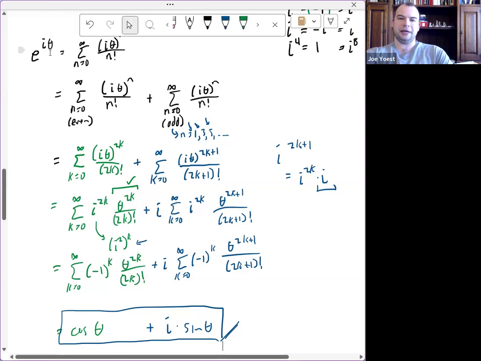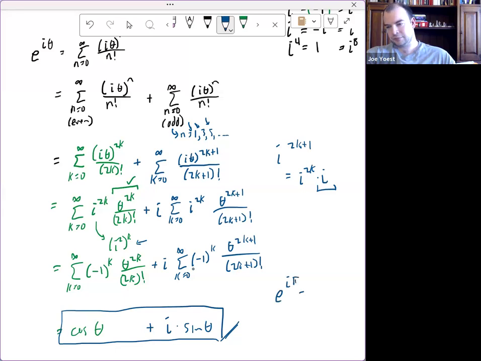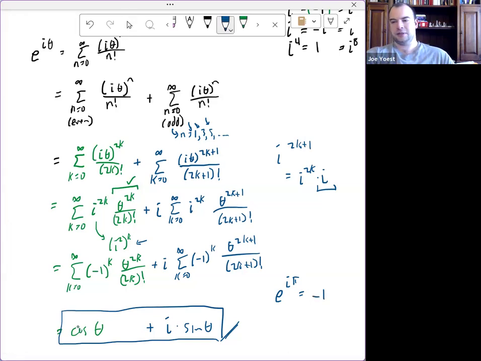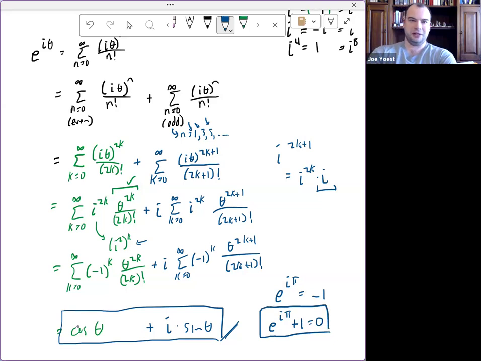So if we plug in pi, we get e to the i pi equals, well, cos pi is -1 and sine pi is 0, or we get e to the i pi plus 1 equals 0. And this is what some people call the most beautiful identity in math. It has the exponential number e, the number pi, the imaginary number i, and the arithmetic identity 0 and the multiplicative identity 1, all wrapped up very nicely in one little formula here.